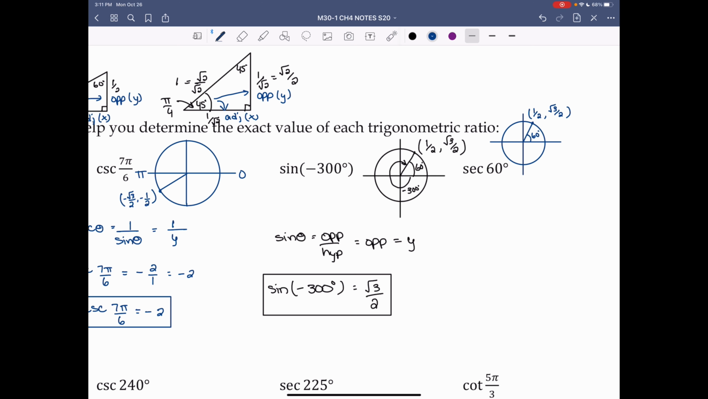Then secant theta equals 1 over cos theta, which equals 1 over x for the unit circle. Then secant of 60 degrees equals the reciprocal of the x value, where the terminal arm meets the unit circle. The x value is 1/2, so we would get 2 over 1, which equals 2. Then secant of 60 degrees is equal to 2.